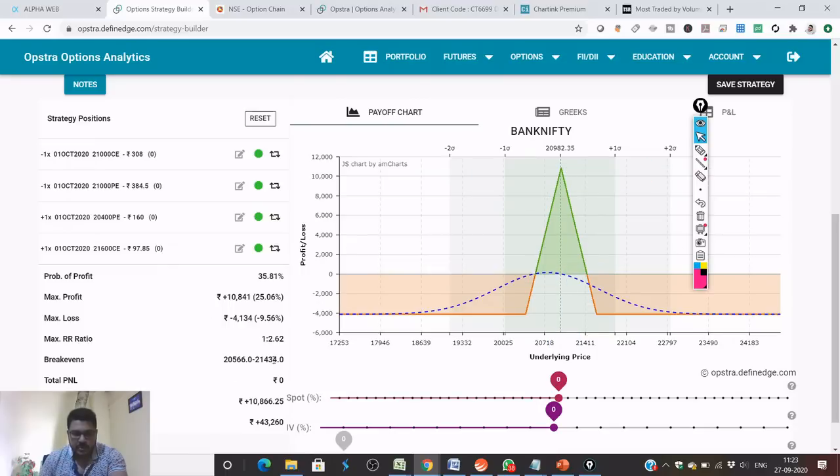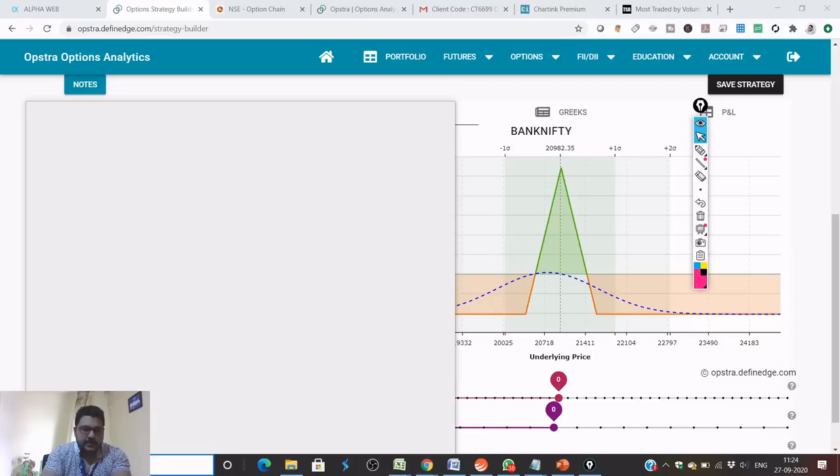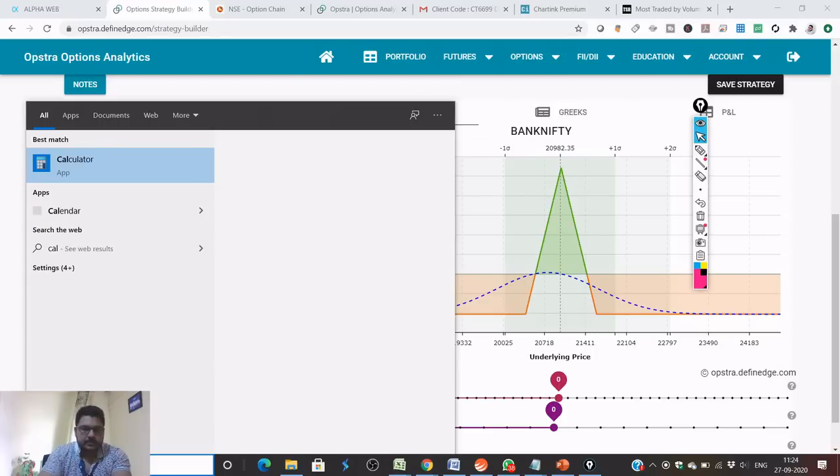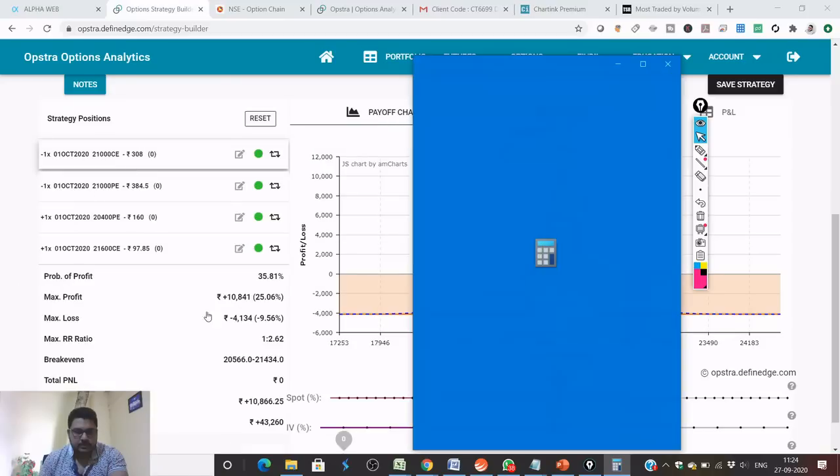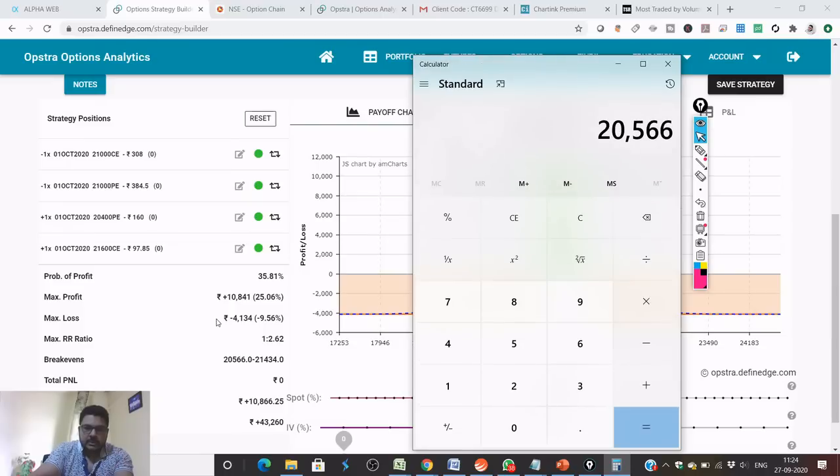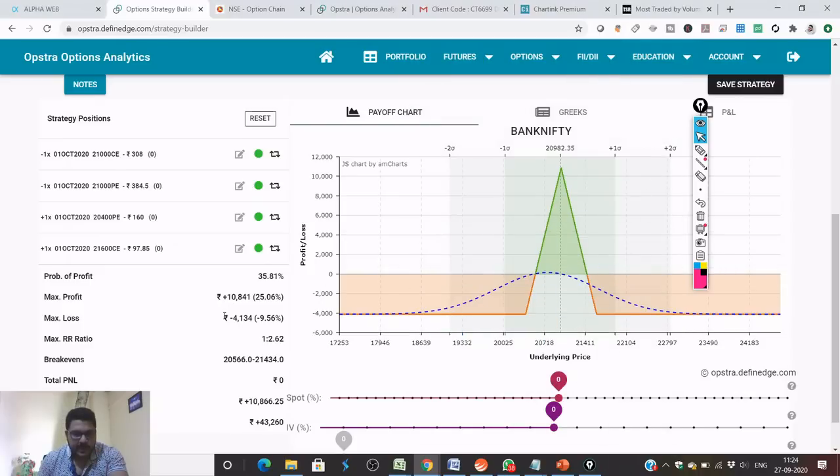Here you're getting a range of about, let me open the calculator here. There is a range of about 800 points, and if the market goes out of the range, you are going to lose about 4,000 rupees. If the market stays in this range, you are going to gain about 10,841 rupees. That is still expiry. Don't expect this profit intraday. This is still expiry, so there is a time decay factor added to this. So if you hold the position till expiry and Bank Nifty stays right in this middle, then you're going to make this kind of a profit.